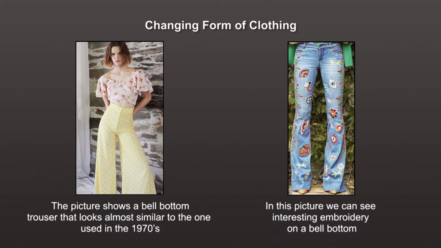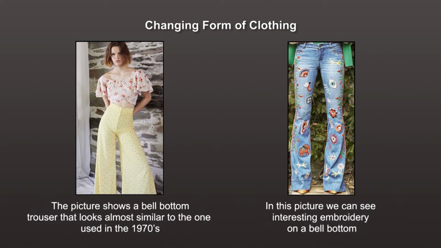The picture that we see now is from Jill Stewart Spring Summer 2018 Resort Collection. Jill Stewart is an American fashion designer based in New York City, where he has been operating since 1988. She established her clothing label under her name since 1993. This picture shows a bell-bottom trouser that looks almost similar to the one used in 1970s in an interesting printed fabric.